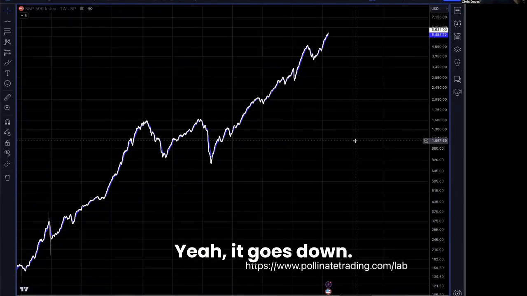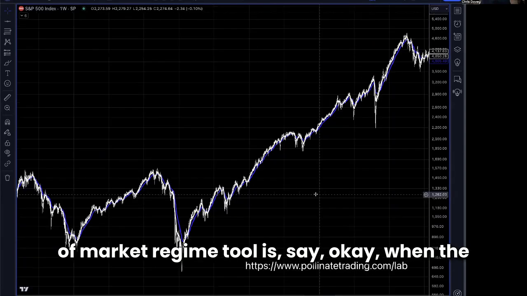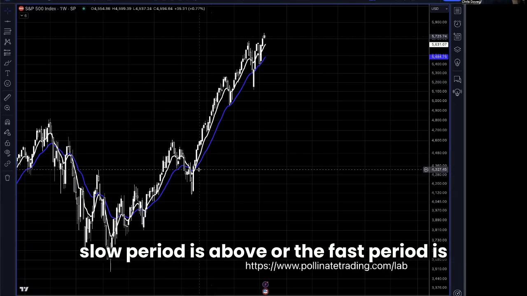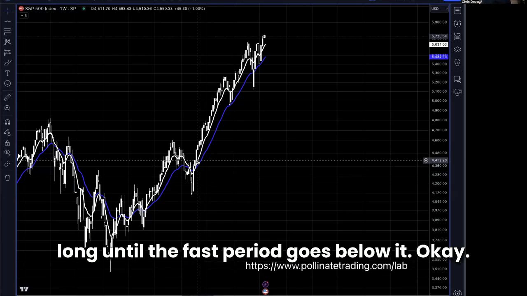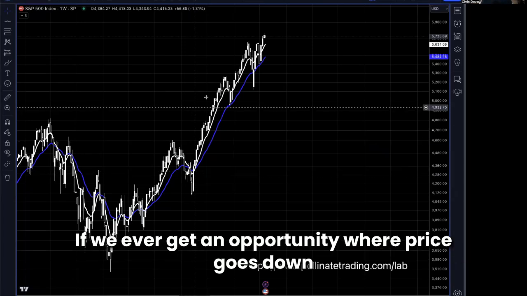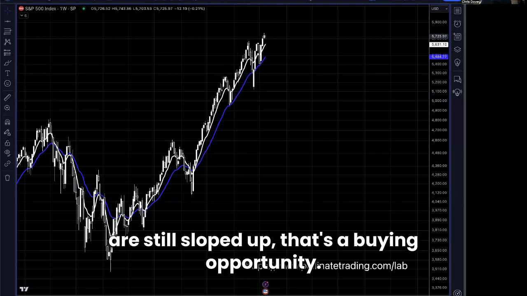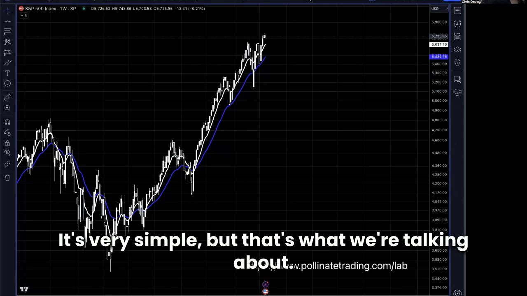Yeah, it goes down. So what you could do using this simple sort of market regime tool is say, okay, when the fast period is above the slow period, we're generally looking to be long until the fast period goes below it. Okay. If we ever get an opportunity where price goes down to our slower period, but the moving averages are still sloped up, that's a buying opportunity. These are ways to go about it. It's very simple, but that's what we're talking about.